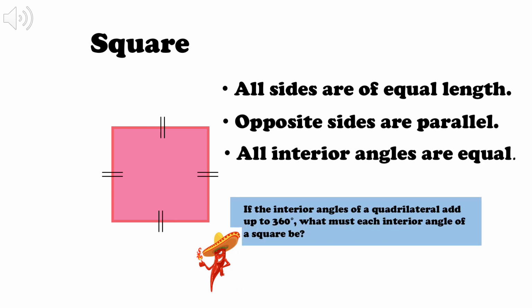Well done, year 3 and 4. These are some of the properties that you may have recorded. A square has 4 sides, which all are of equal length. It has 4 corners. The opposite sides are parallel and all interior angles are equal. Now I want you to just look at the question at the bottom of the slide. It says, if the interior angles of a quadrilateral add up to 360, what must each interior angle of a square be? Just have a think about that and pause the video and the answer will be on the next slide.